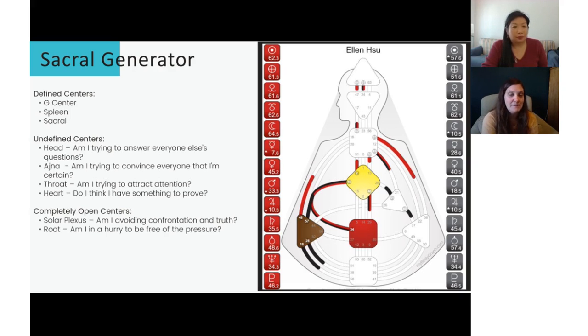But sometimes people can feel uncomfortable when it's silence, and they feel like they need to talk to fill in that silence. Or people can try to figure out the right thing to say to get noticed, or to get people to pay attention, or to convince people about certain things. So the not self question here is, am I trying to attract attention?